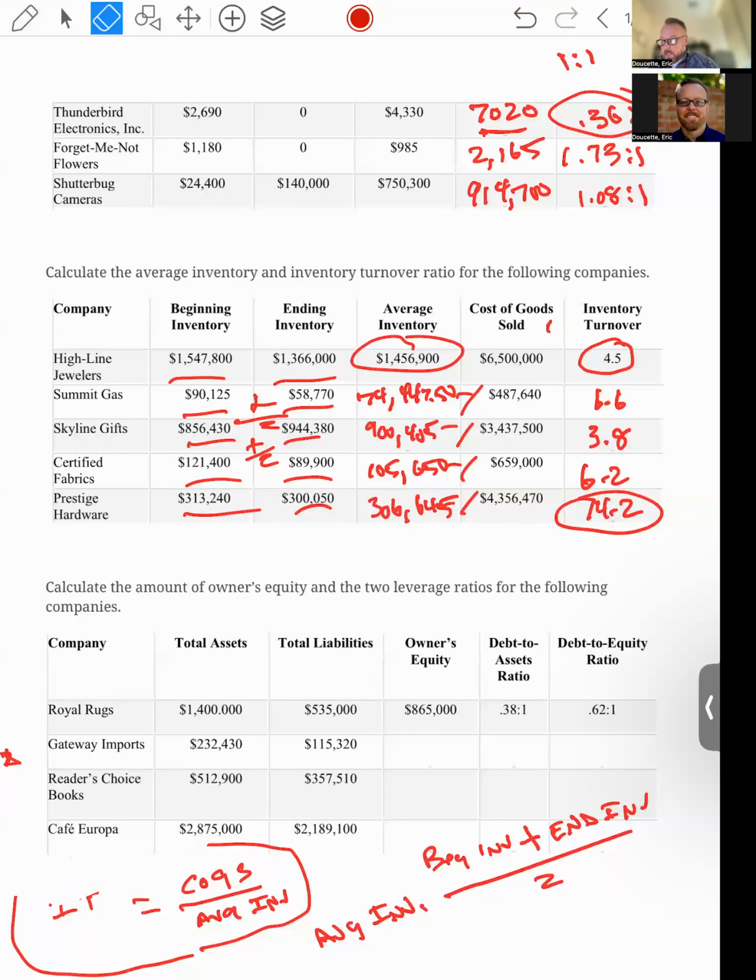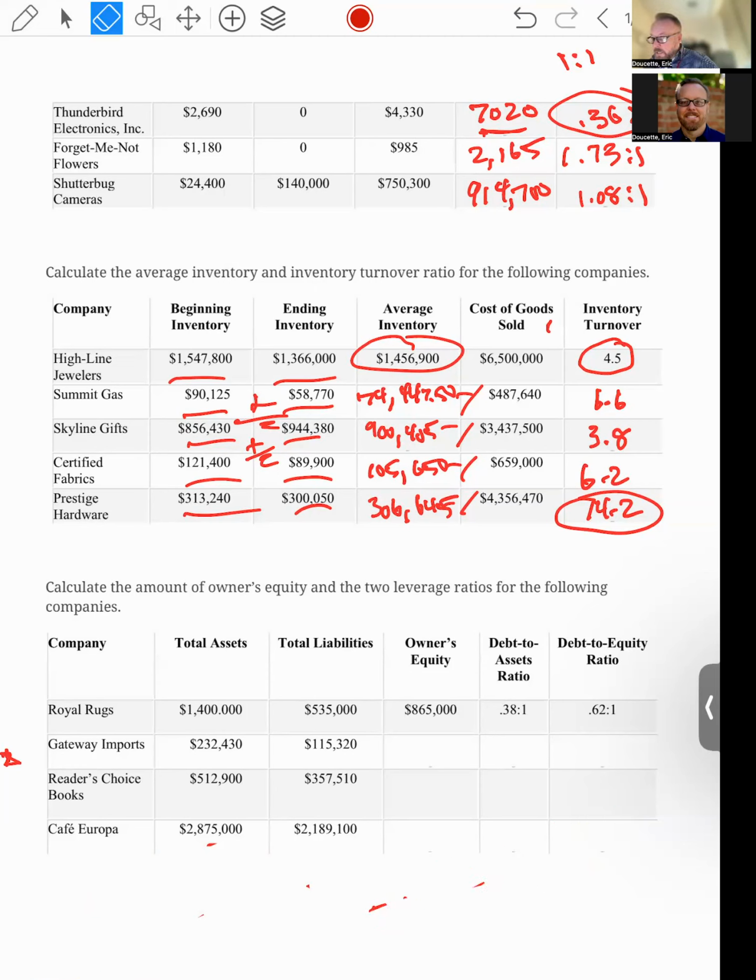All right, the next one we're going to look at is what we call debt to asset ratio. This is going to be looking at data from your income statement or your balance sheet once again. So we're going to figure out what is our owner's equity. We're also going to figure out what is our debt to equity ratio. So we have debt to asset ratio.